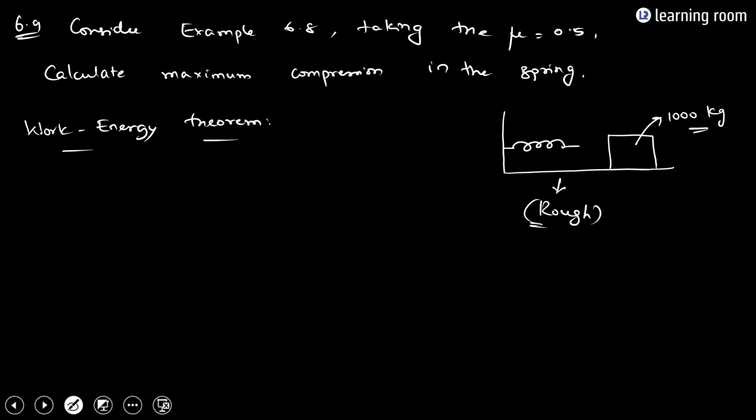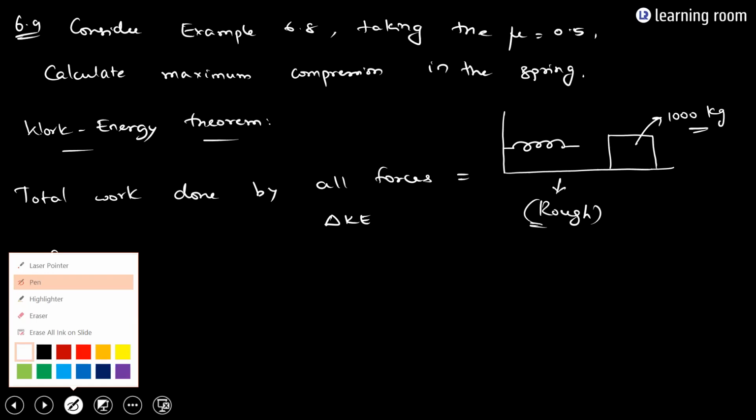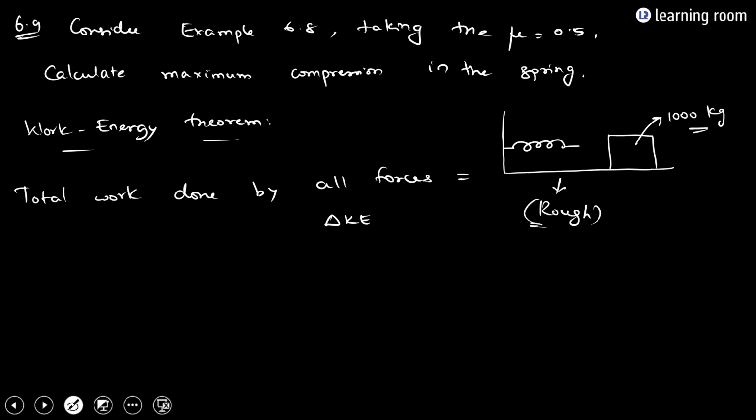The work energy theorem says total work done by all forces in the system is equal to change in kinetic energy. So what is the total work done by all the forces? What are all the forces acting on it in the first place? One is the frictional force, right? Work done by the kinetic friction. One is work done by the friction plus work done by the spring is equal to the change in kinetic energy.